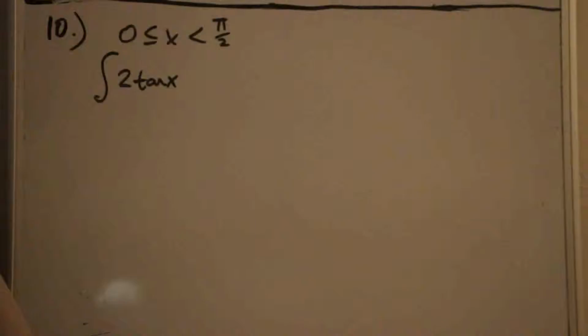Now you might be inclined to say, oh, I know that one, that's secant squared. But actually the derivative of tangent is secant squared. It's not the other way around. The integral of tangent isn't secant squared. So you don't actually know the integral of tangent. We have to be careful here.